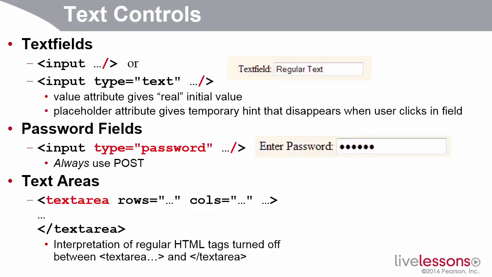Okay, you've got regular text fields, you've got password fields, and then you've got text areas. A password field is one line. A text area is multiple lines. With or without scroll bars, you can turn them on or off.